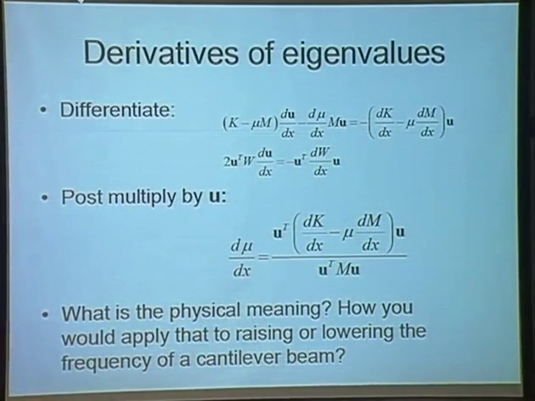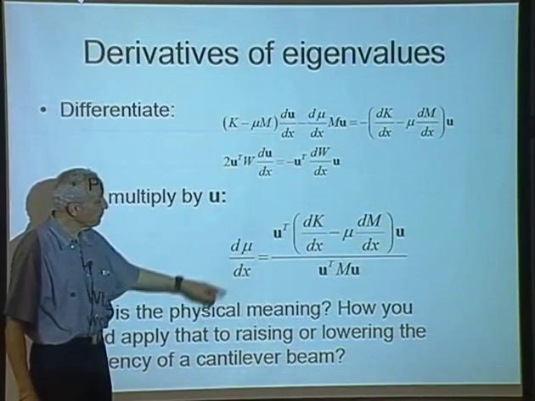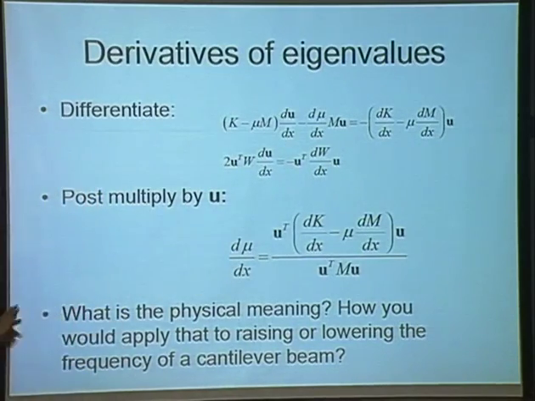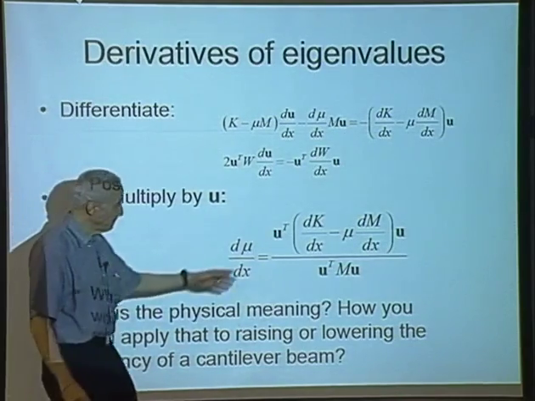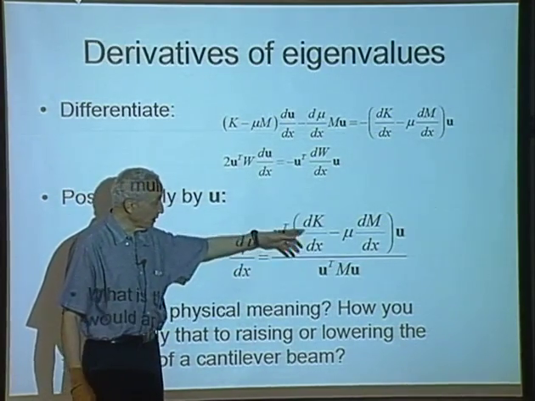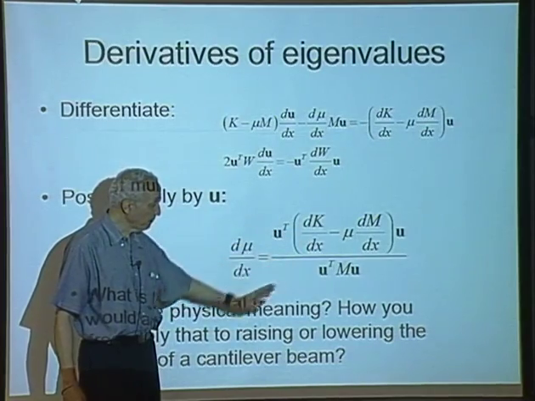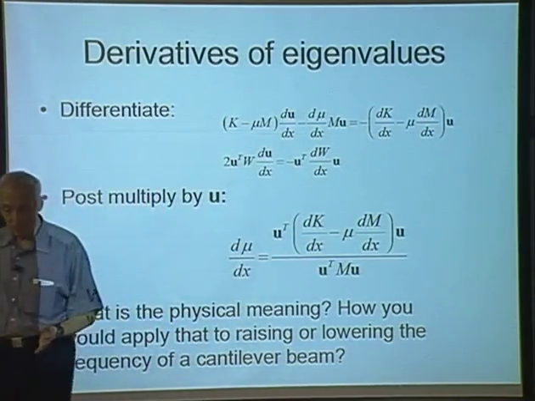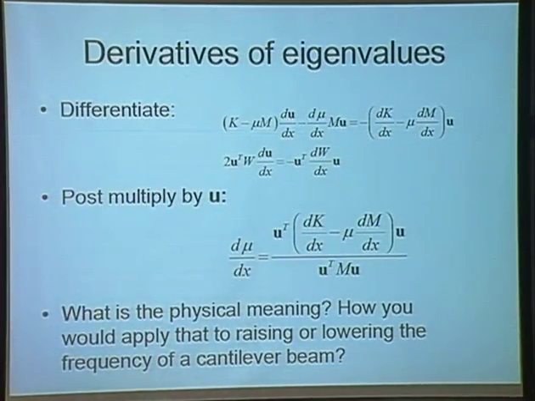And so you'll just be left with this. And so this is a very simple recipe for calculating the derivative of the eigenvalue, or the derivative of the square of the vibration frequency. It just says U transpose times (dK/dx minus mu dM/dx), divided by U transpose M U, which is usually 1.